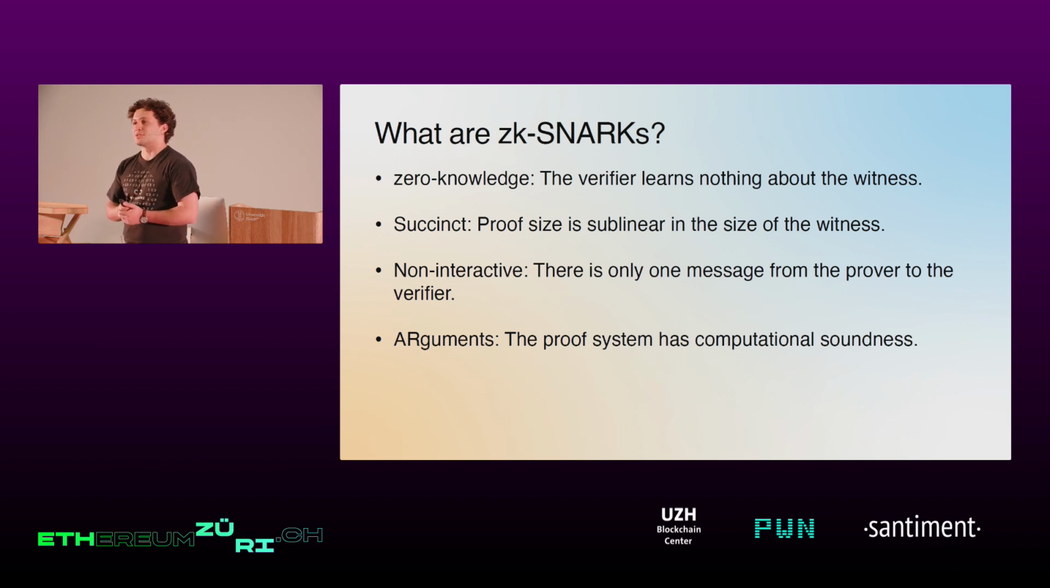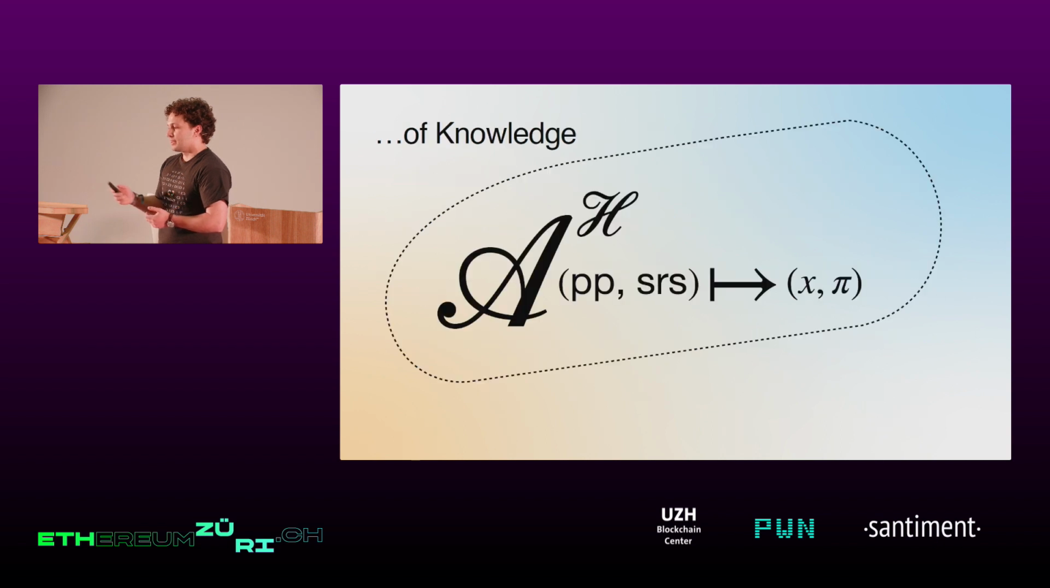So if you're very observant, you notice that we're missing the K. So what is the K for? That stands for knowledge. OK, so what does that mean? Here we have an adversary. It has some public parameters for this proof system. It has some reference strings, so we're in the trusted setup case. And it has access to some hash function or an oracle. And it outputs an instance and a proof transcript.